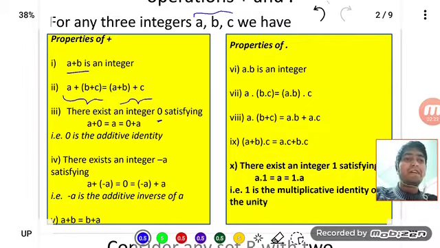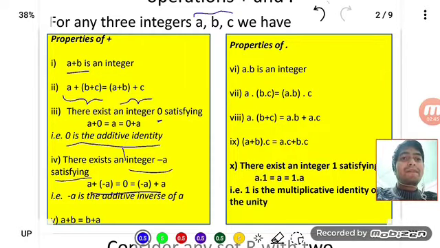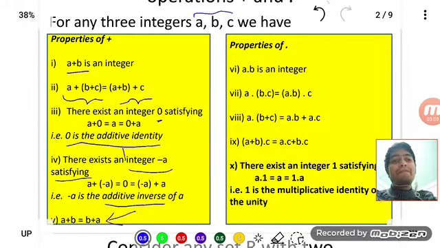Since over here we are having two operations, plus and multiplication, it is best if we specify what 0 is. 0 is the additive identity. We will no longer just call it the identity, we will call it the additive identity. Similarly, there exists an integer minus a satisfying a plus (minus a) equals (minus a) plus a. That is, minus a is the additive inverse of a. Again, because we have two operations, it is best if we specify whether it is an additive inverse or a multiplicative inverse. And we also have the fifth property, that a plus b equals b plus a. Remember that we are in the set of integers, so this is also satisfied.